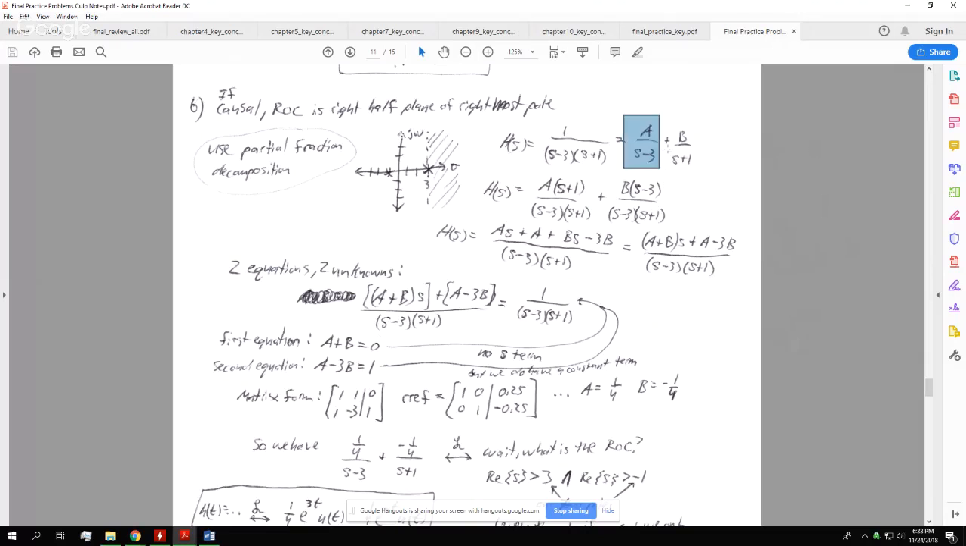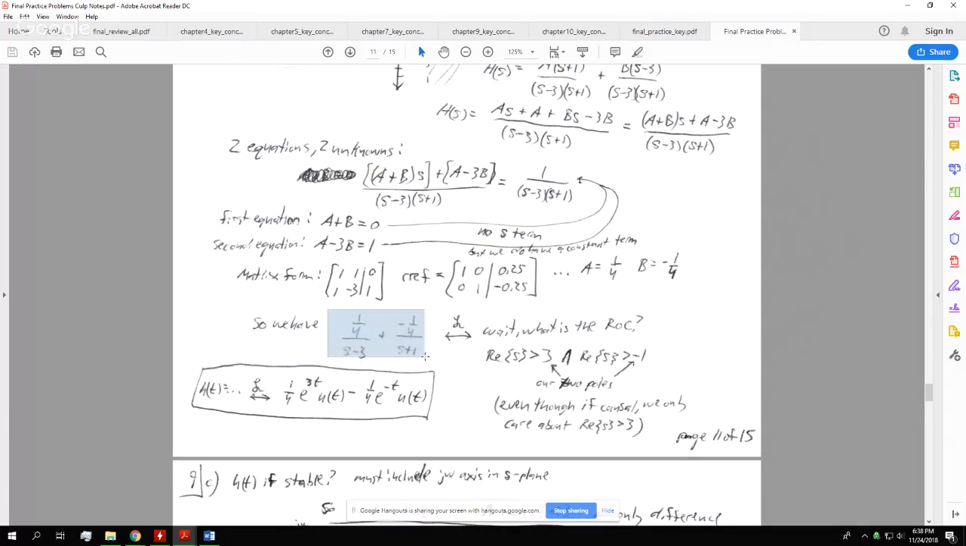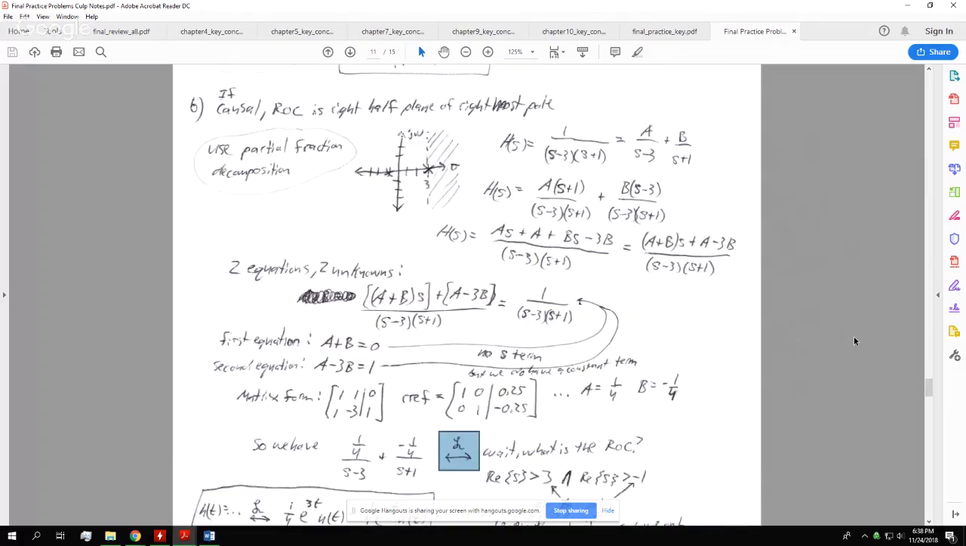And I have entries on my table that look like this, so it makes it easy. So I plugged my newfound coefficients into that expression, and now I can take the Laplace transform. But wait, what is the region of convergence? Before we can take the Laplace transform, we must define the region of convergence. But luckily we did that already.